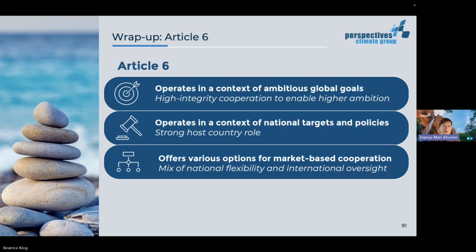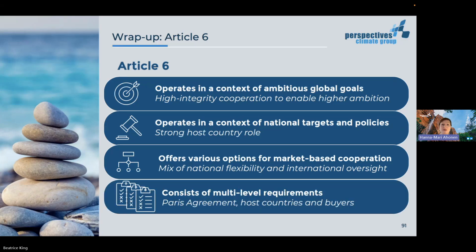And that makes it a bit hard to navigate for sure. But remember, Article 6 is not one thing, it's many things and many opportunities. And a lot of answers to questions is it depends. Fourthly, and this is the final point here, you have multi-level requirements.